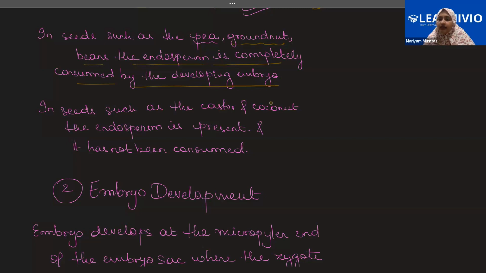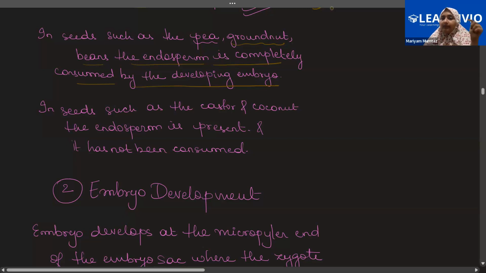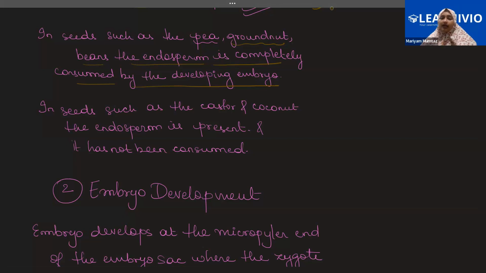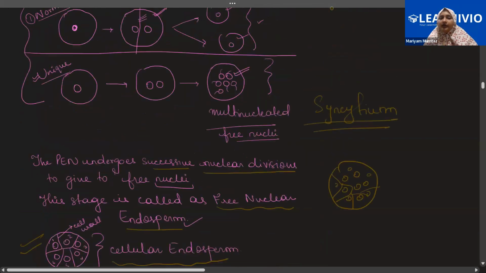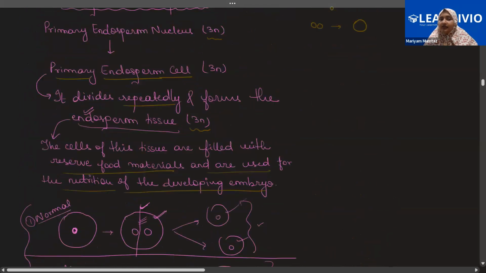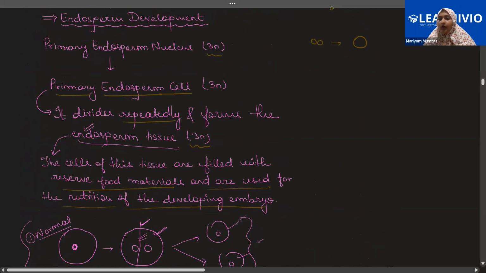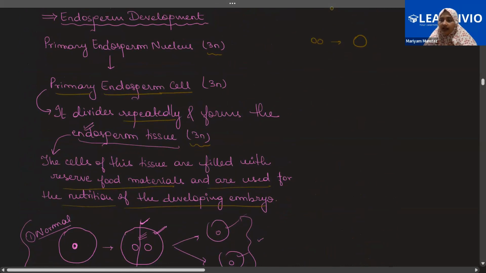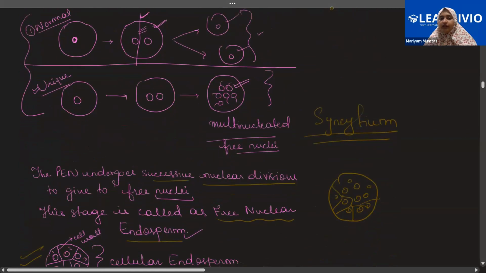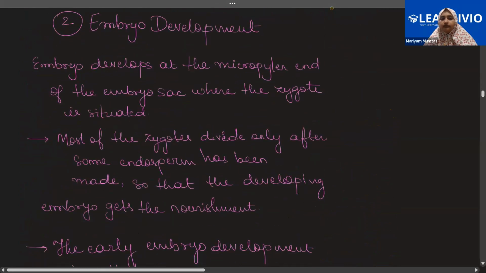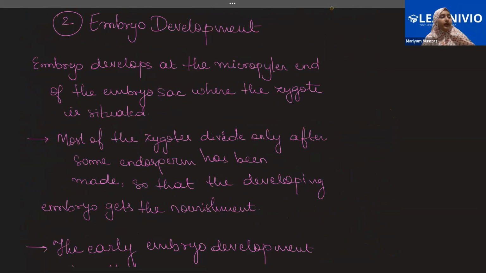Up until now, everything is clear? Okay. This same portion about the seed will come when we talk about seed development. But up until now, this is what you must know. So you understand how the divisions are taking place for the formation of endosperm. What is the function of endosperm? It is the reserve food material and it is responsible for the nourishment of the developing embryo. Okay, that is the main function.